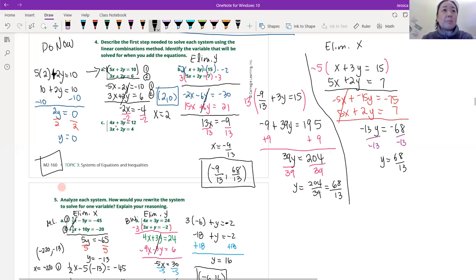All right, and if you look at letter C, we did not do letter C, as you can tell. So I'm going to put out a little bit of space here. This is going to be for C. We're going to do it here. So since you didn't do it, I think this would be a great time to try it out. So think to yourself, are we going to eliminate the x's or the y's? For me, I think the y's have slightly smaller numbers, so we're going to go with that. And I noticed that 3 and 2 both go into 6.